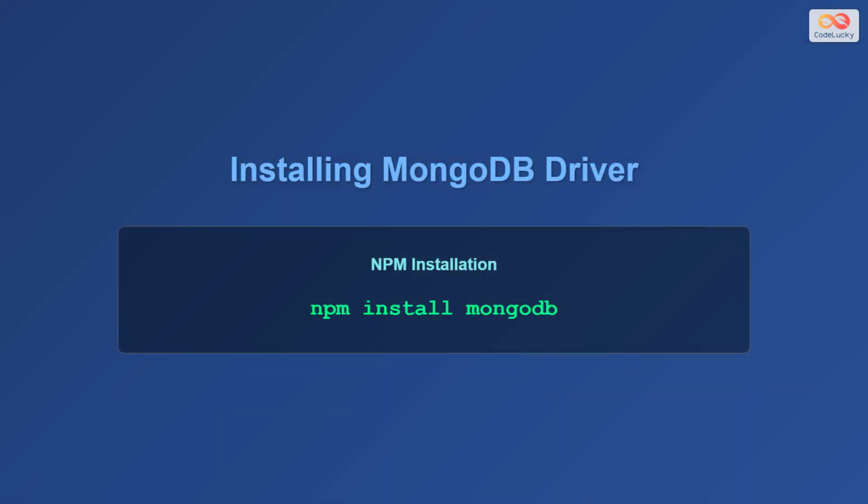Before we can start connecting, we need to install the MongoDB driver. We will use npm, the Node Package Manager. Open your terminal or command prompt and type the following command: npm install mongodb. This command downloads and installs the necessary MongoDB driver package into your project.